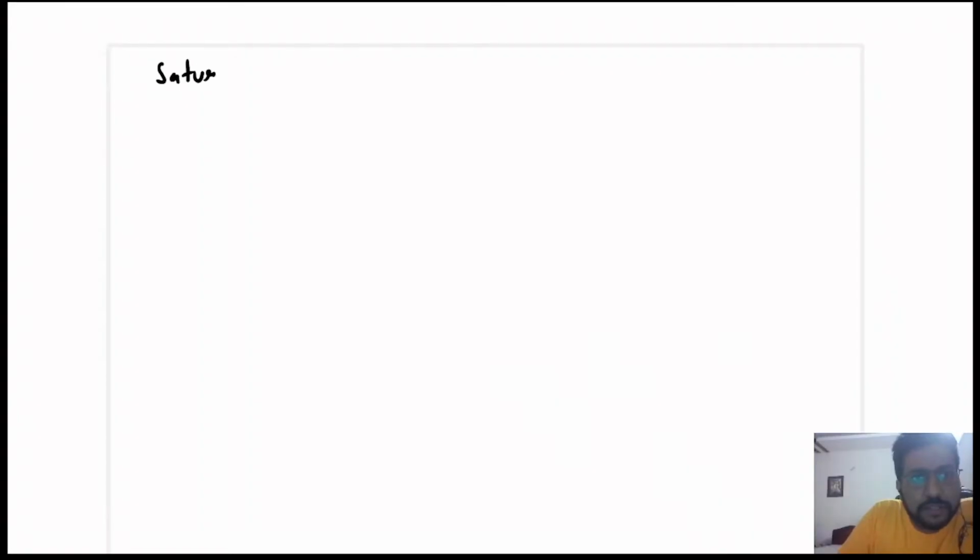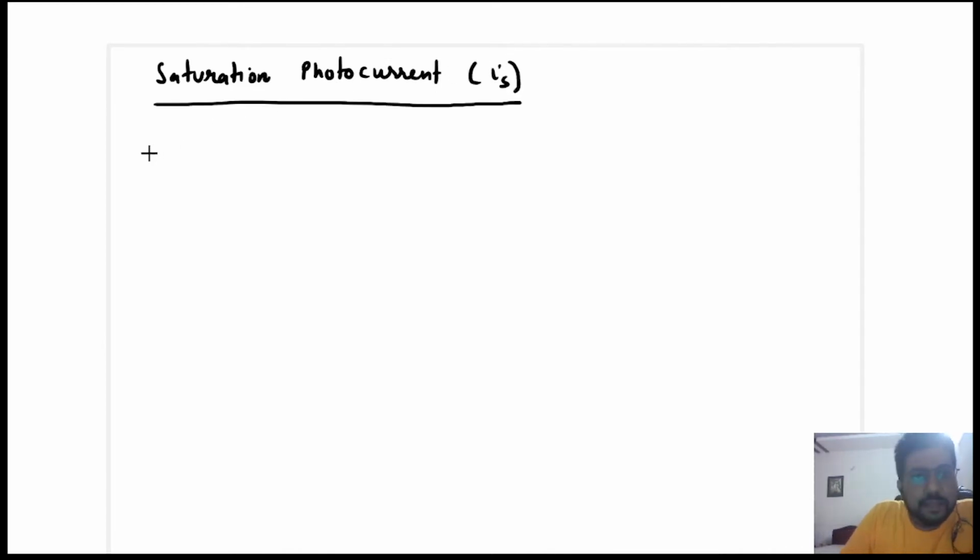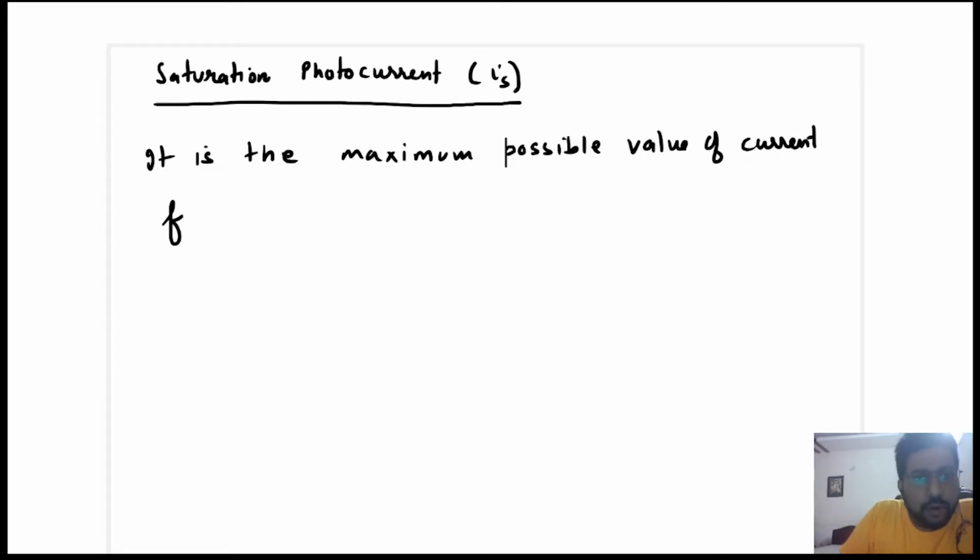Saturation photocurrent represented by IS. It is the maximum possible value of current for a given intensity. Let us look at this in detail.